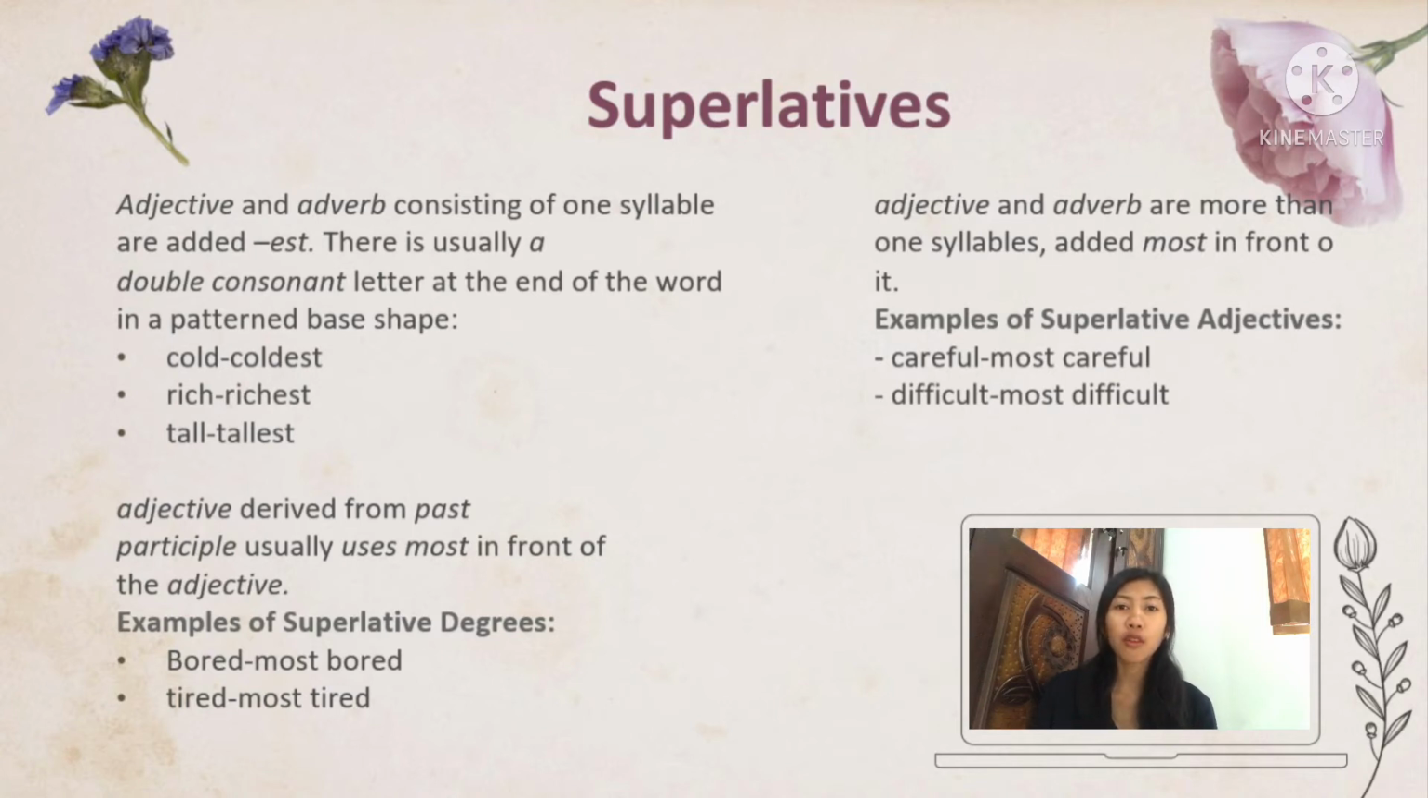Adjectives derived from past participles usually use "most" in front of the adjective. For the example of superlative degrees, the first is bored, it will be most bored, and the second one, tired, it will be most tired. Adjectives and adverbs of more than one syllable add "most" in front of them. For the example of superlative adjectives, the first is careful, it will be most careful, and the second one is difficult, it will be most difficult.